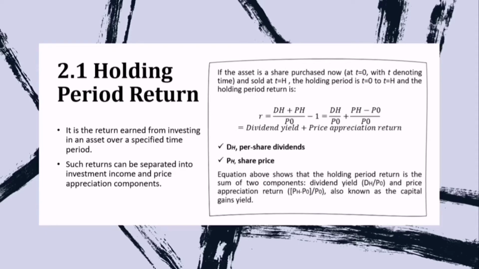Holding period return is the return earned from investing in an asset over a specified time period, where such returns can be separated into investment income and price appreciation components. The formula to calculate holding period return is as shown, where if the asset is a share purchased now at t equals 0, with t denoting time, and sold at t equals h, the holding period is t equals 0 to t equals h. The equation shows that the holding period return is the sum of two components, which are dividend yield and price appreciation return, or in other words, capital gain yields.